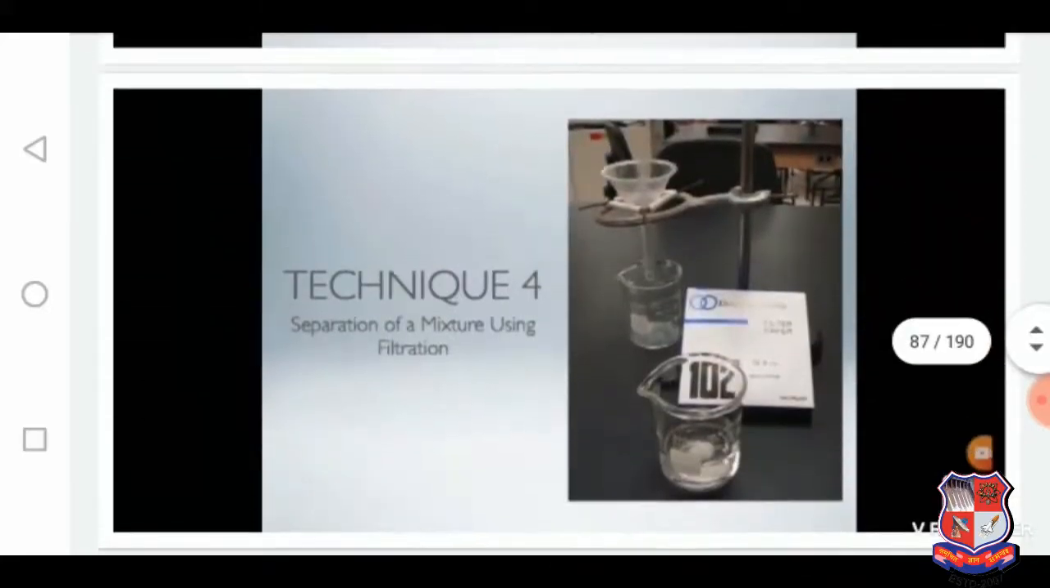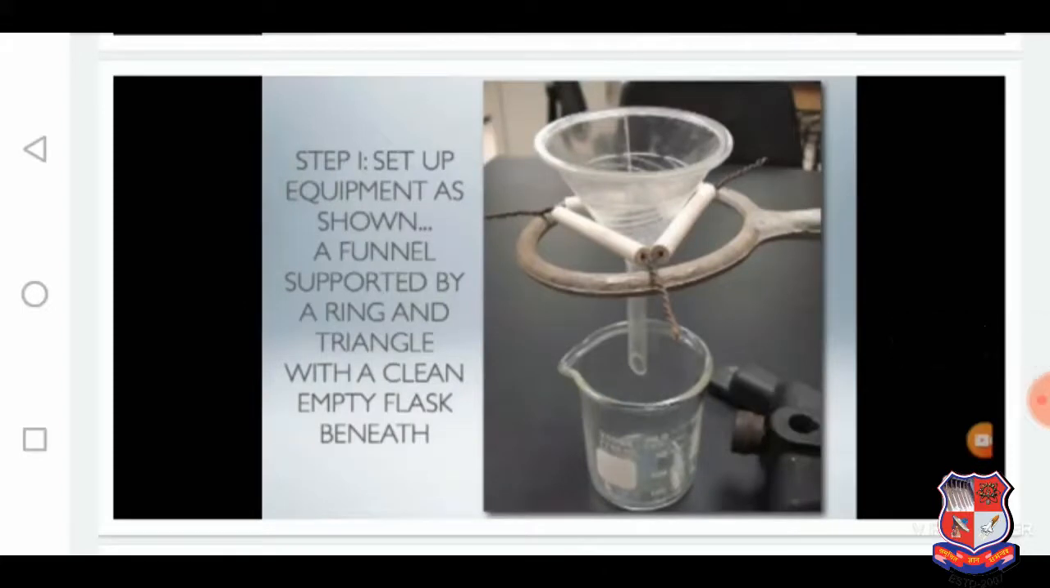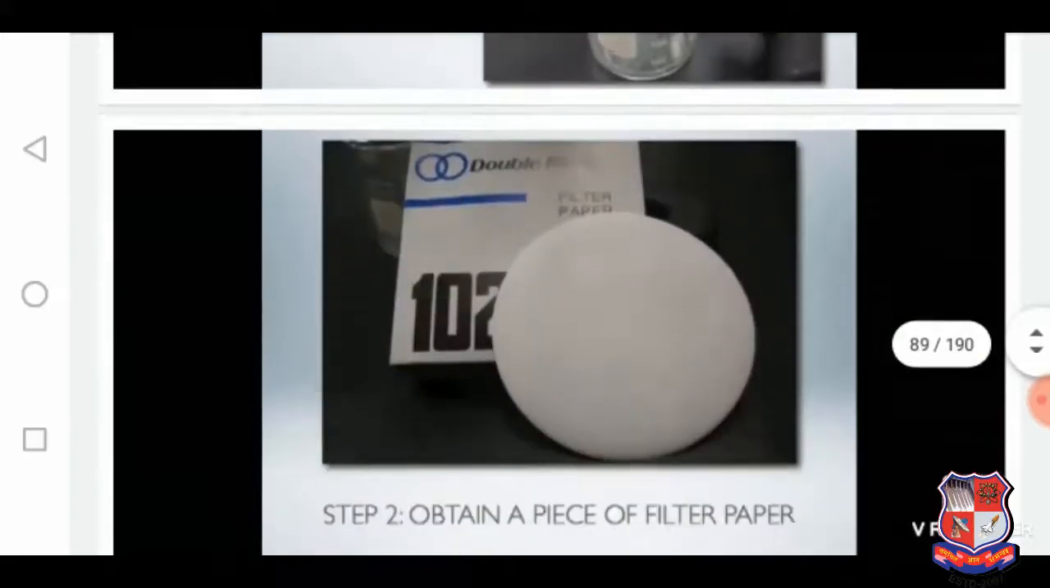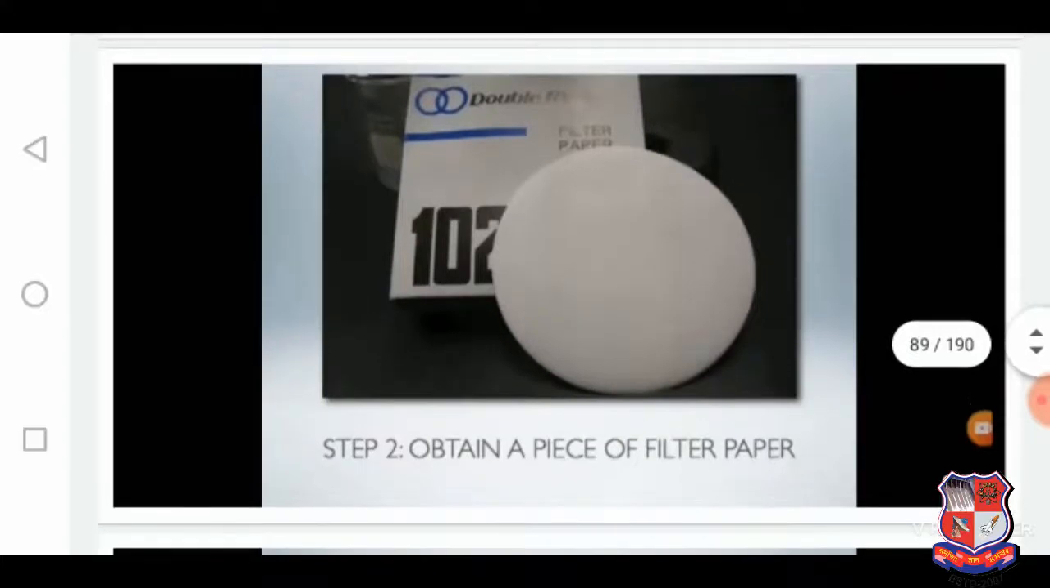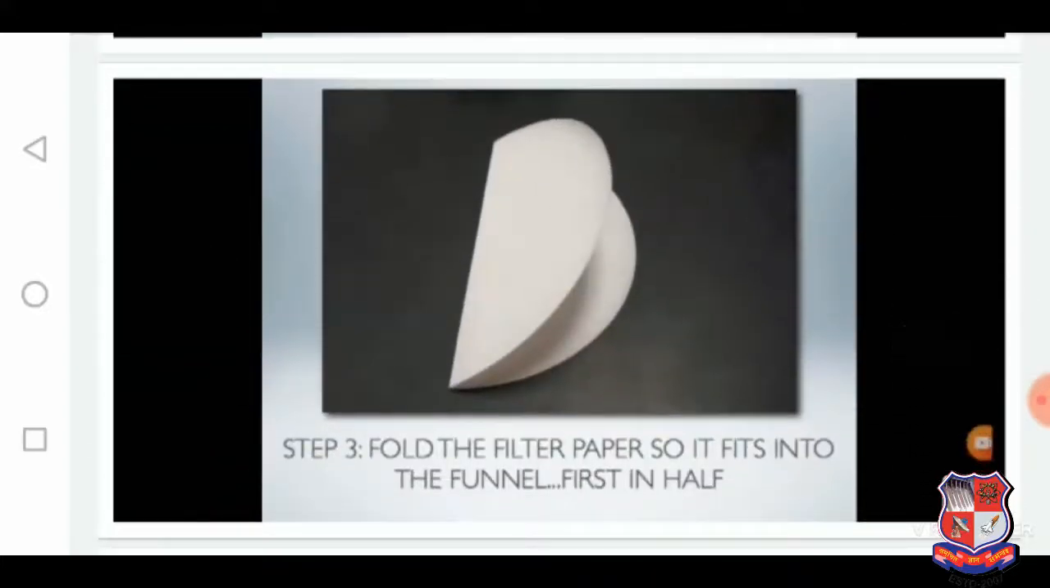centigrade. Technique number 4, separation of mixture using filtration. In step 1, set up equipment as shown, a funnel supported by a ring stand, ring and triangle with a clean empty flask beneath. Step number 2 is obtain a piece of filter paper, and that filter paper has to be folded so it fits into the funnel.